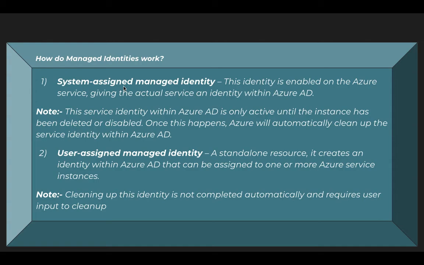The basic difference between system managed and user managed is the life cycle. With system managed, once the resource is deleted, Azure will automatically clean up the service identity. But the user managed identity is created with manual intervention. It is a standalone resource. For example, say you have created a VM, then you can assign a managed identity or create a user identity. It creates an identity within Azure AD that can be assigned to one or more service instances.